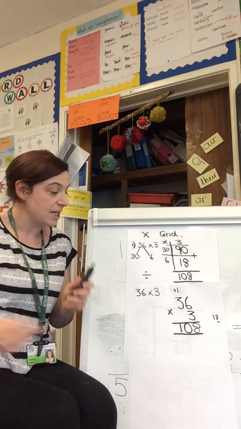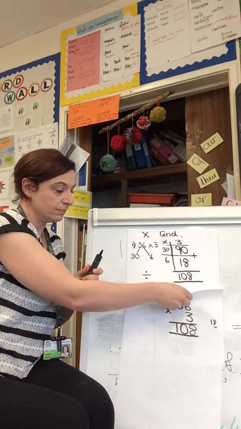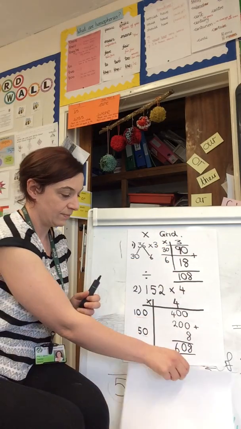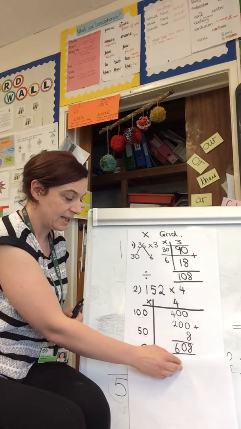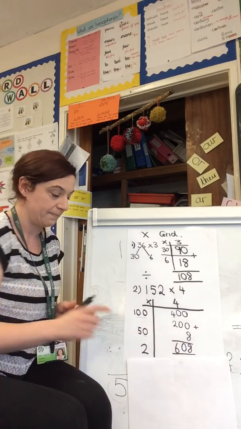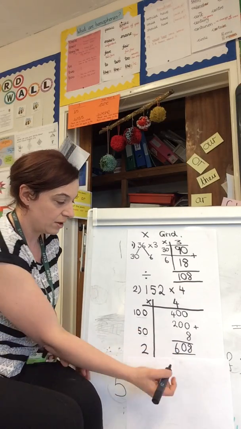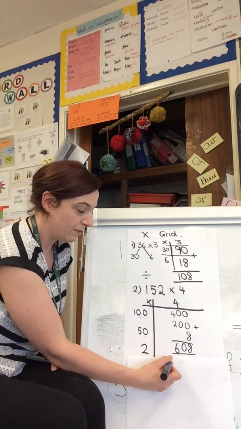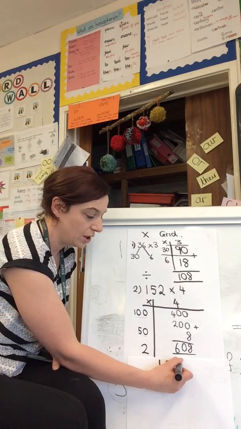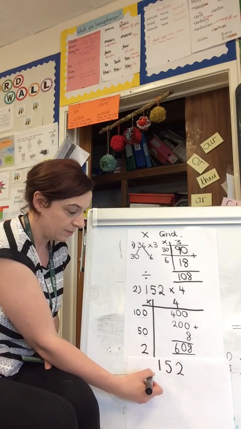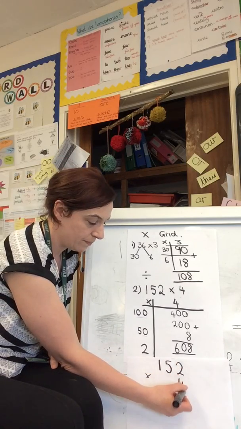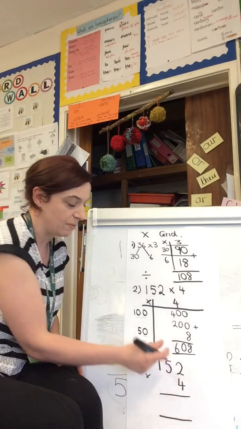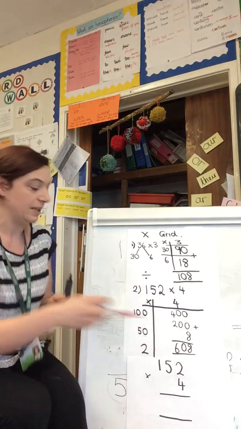Let's do the one underneath, because it is a little bit trickier. So we have got to set it out a little bit more carefully. We've got 152 times 4. And I've cleverly left no room above it. Oh, I have. Right, have a little.